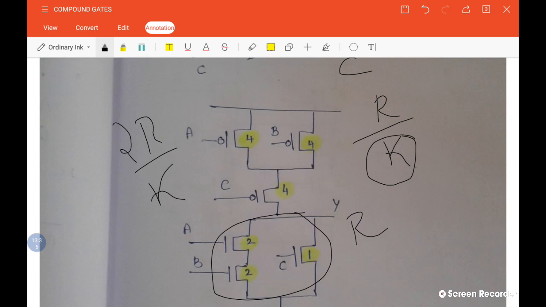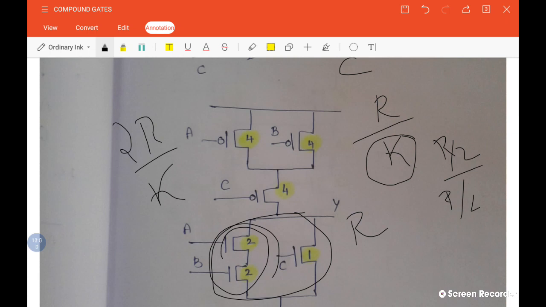When the two resistors are in series, how can I define the size? I can define the size as 2, that is K equal to 2. If K equal to 2, what will happen? R by 2 and R by 2. The two resistors will have R by 2 values. Totally, since they are connected in series, their entire value would be R.